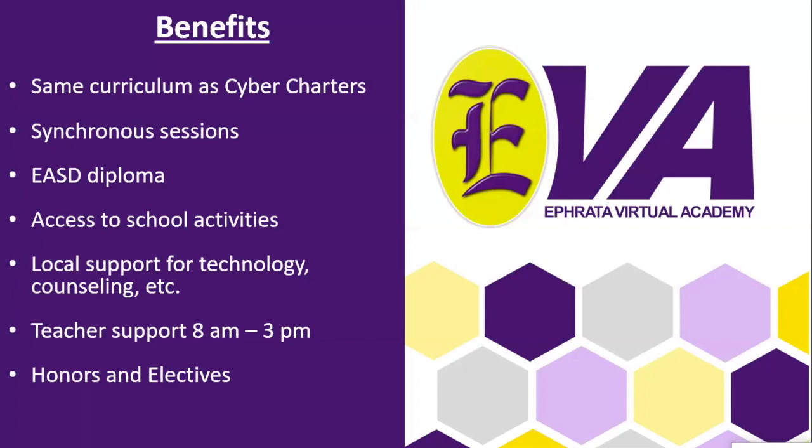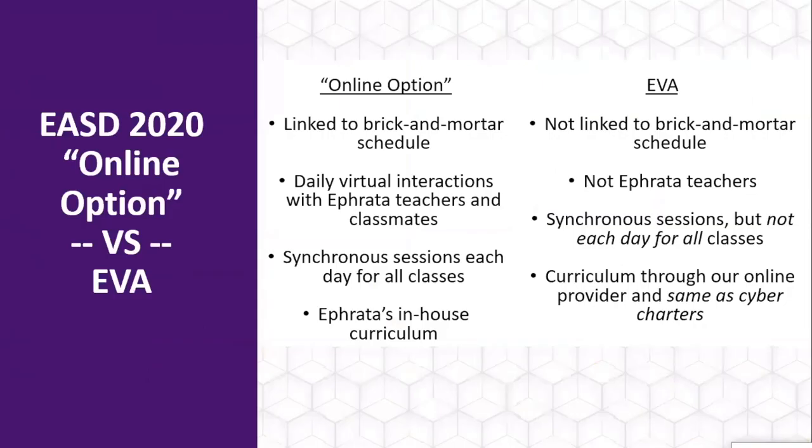Our teacher support behind the scenes is through our partners at Warren County, and the teachers there are available from 8 to 3. So you can access them even outside those synchronous sessions. You can send them an email or ask if you can quickly connect or talk over the phone, or Zoom in to answer a question, and they're there for that support. And of course, I told you that we offer honors and electives through the EVA program.